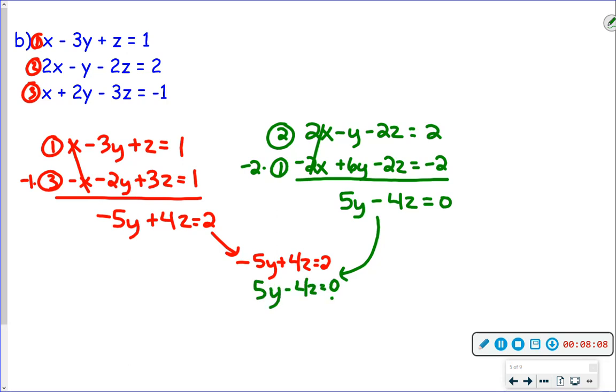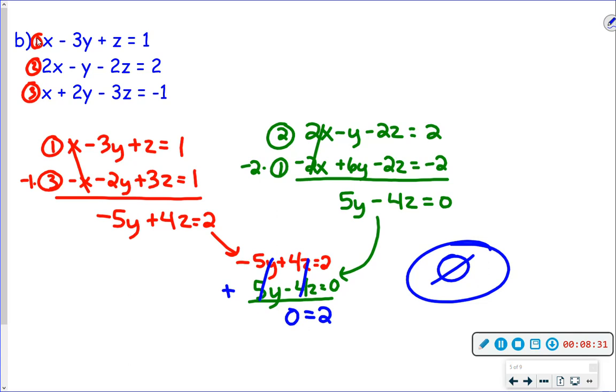Okay, let's add these together. So this is what I mean by 3 rounds of elimination. The first red set, the right green set, and now I have to combo those answers together. But the y's eliminate, the z's eliminate. 2 plus 0, 2. Well, 0 can never equal 2. We know that's a big fat lie. Here we have no solution. All of that work for no solution. Doesn't that make you feel good? But again, that's the setup, 3 different rounds of elimination.